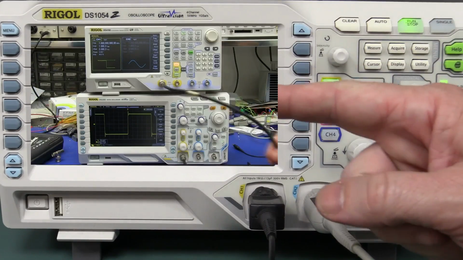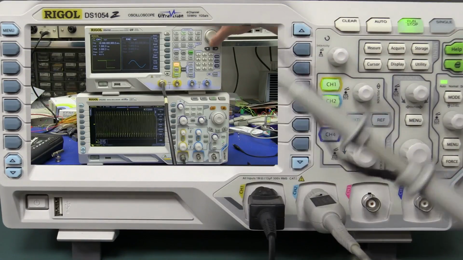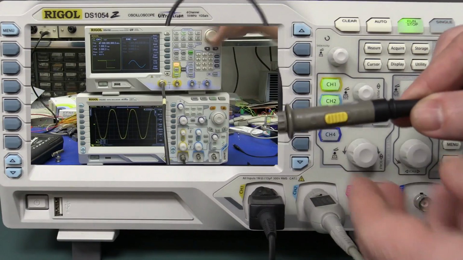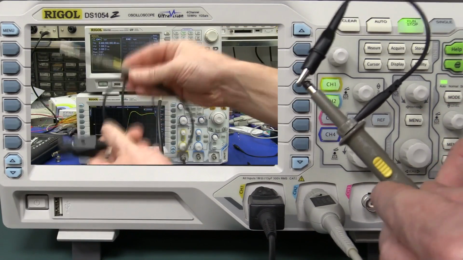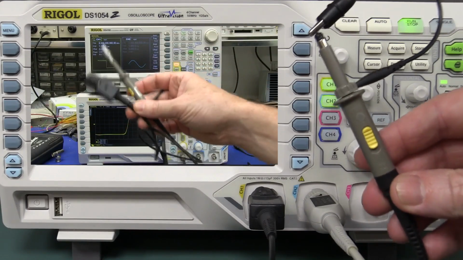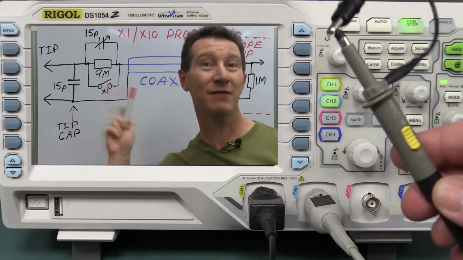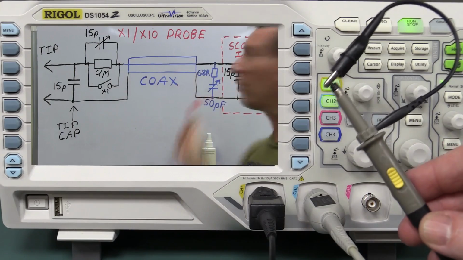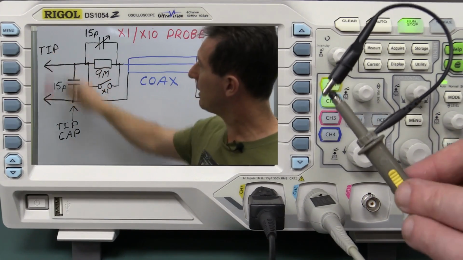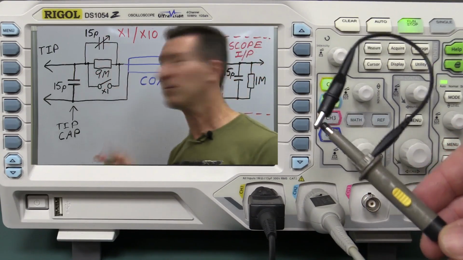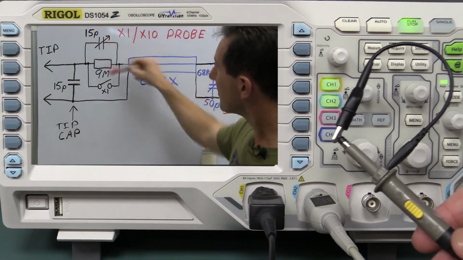And click here if you haven't seen it. I've done a separate video on why these times 1, times 10 probes, particularly in the times 1 position, are actually quite poor. Unless you're using them for really low-level signals, their bandwidth and performance is quite poor in the times 1 position. So click here if you haven't seen that video.